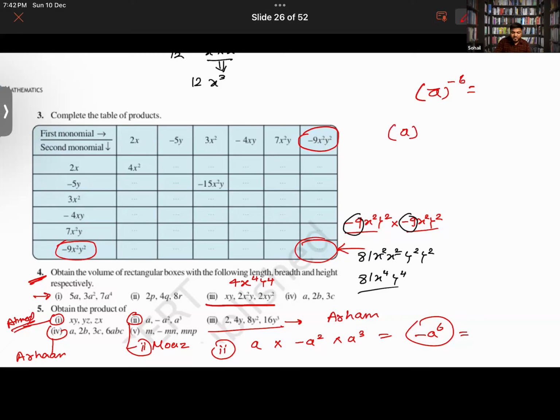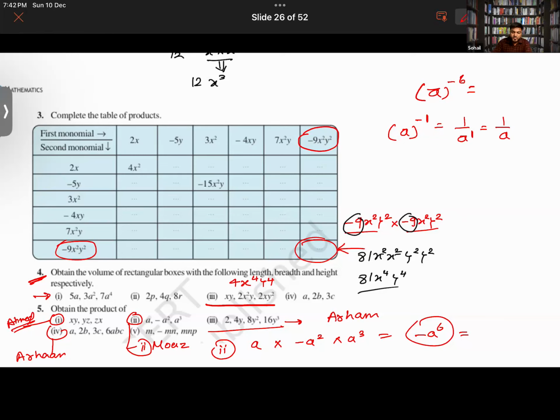If you have the base a, it would be under root 6a. Not under root 6, you know. Moaz, you tell me this thing. A raised to the power minus 1 will be? 1 upon a. Sir, is it raised to a fraction? Root a.